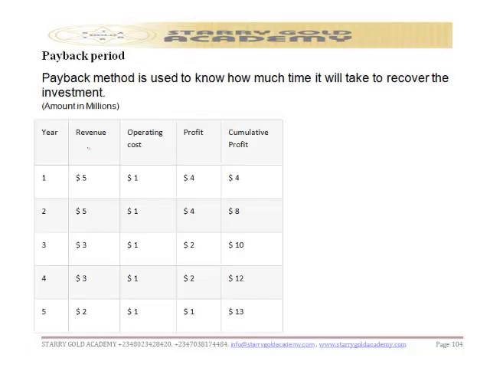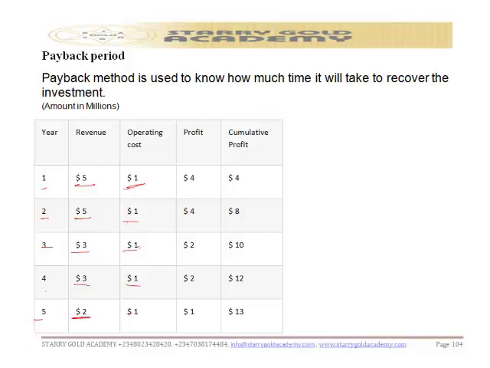The first one is payback period. You can see, according to the question, we have 5 periods: 1, 2, 3, 4, 5. That is 5 years. The revenue in the first 2 years is $5 million each. For the next 2 years it is $3 million, and the last year is $2 million. And we are told that operating cost is $1 million each.